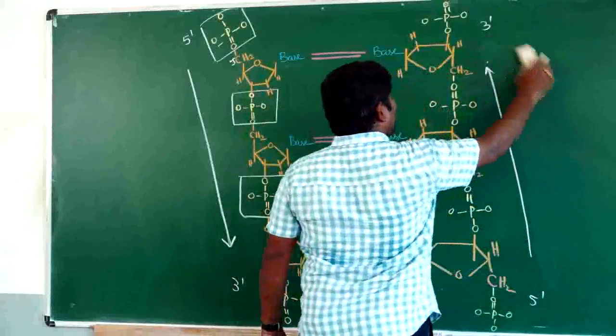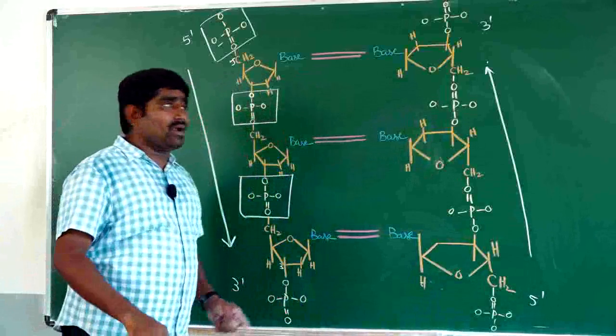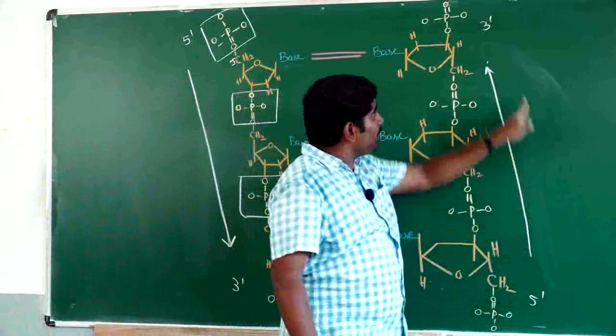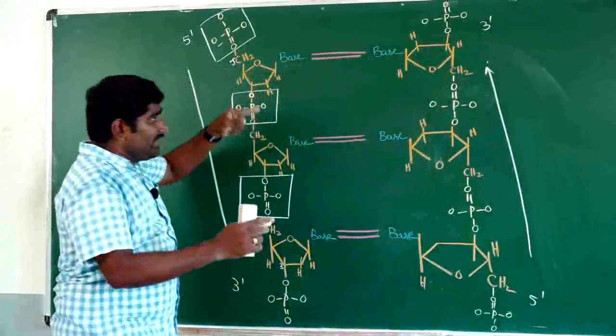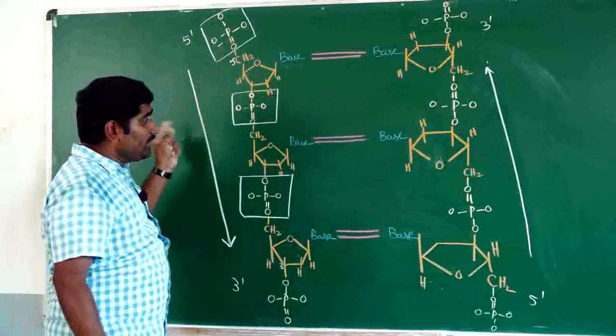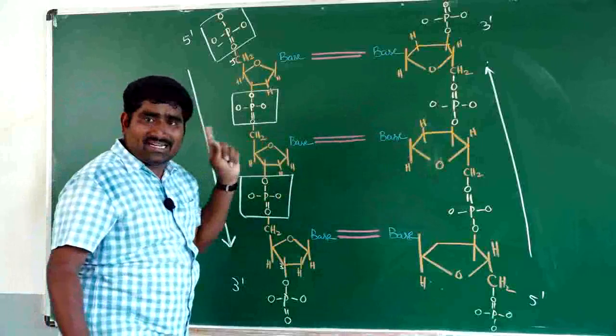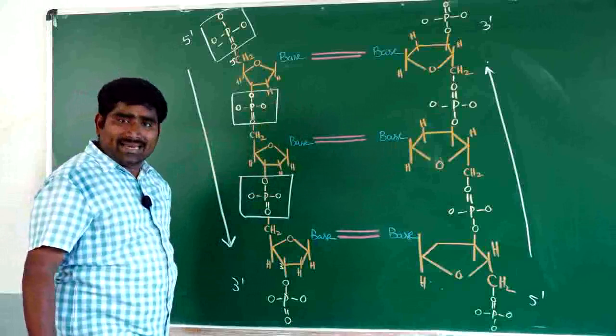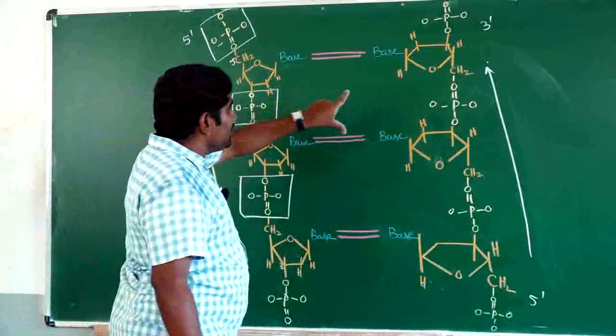So now these two are called anti-parallel to each other. One is coming from 5 prime to 3 prime, and the other is also 5 prime to 3 prime, but both are moving in opposite directions. So these two are parallel strands, but both are passing in the opposite direction, so this is called anti-parallel.